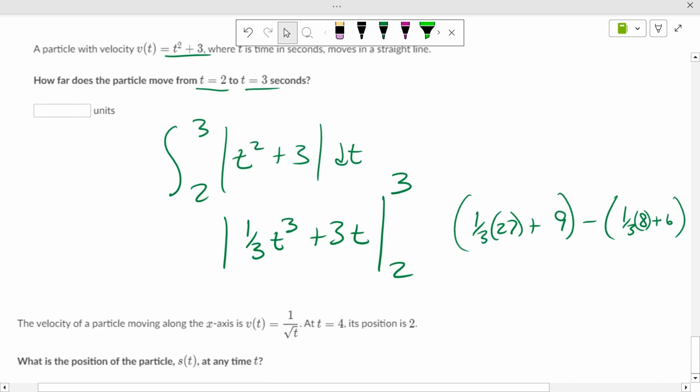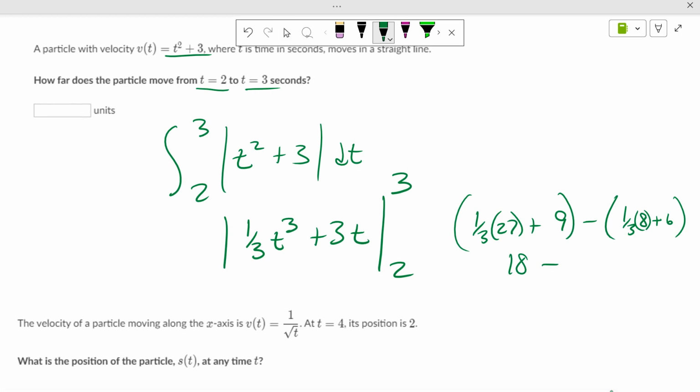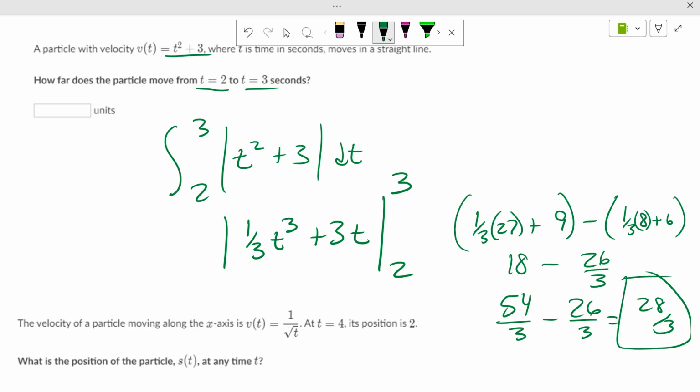Well, 1/3 of 27 is 9. 9 plus 9 is 18, minus 8/3 plus 6. 6 is the same as 18/3. So 8/3 plus 18/3 is 26/3. Well, if you put 18 over 3, 18 times 3 is 54. So this is 54/3 minus 26/3, which gives me 28/3. And that's how far the particle moves.